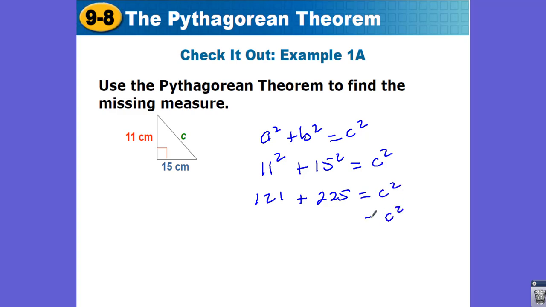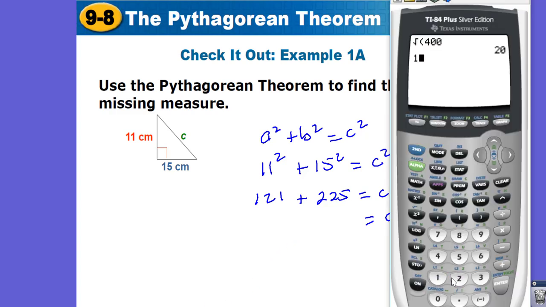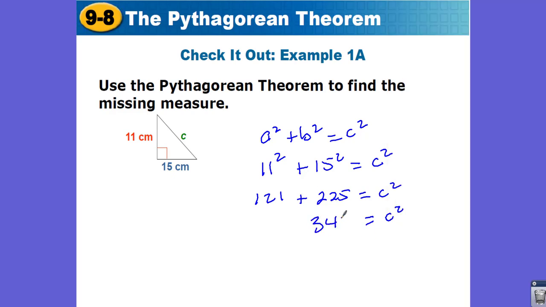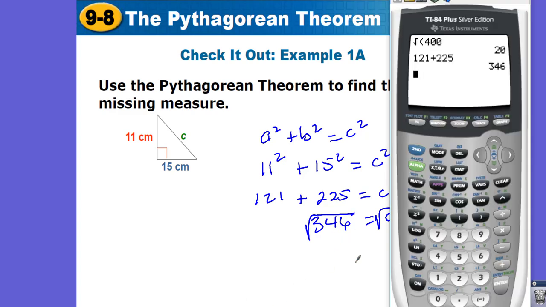So now, we add these two numbers together. Okay, so we go to our calculator. 121 plus 225. We hit enter. We end up with 346. Okay, so I don't want c squared. I want c, so I take the square root of both sides. So we do second x squared, 3, 4, 6, enter, and we end up with 18.6.